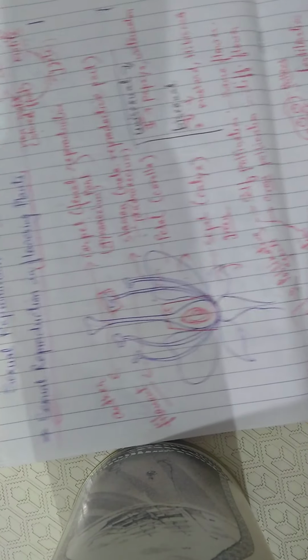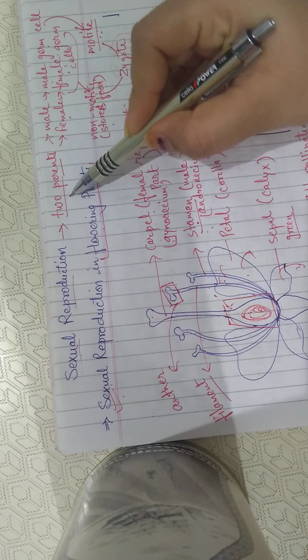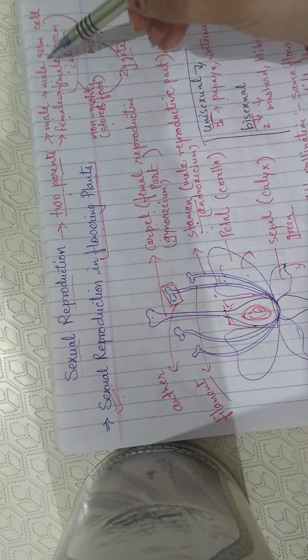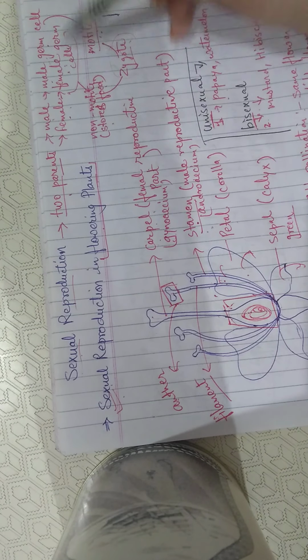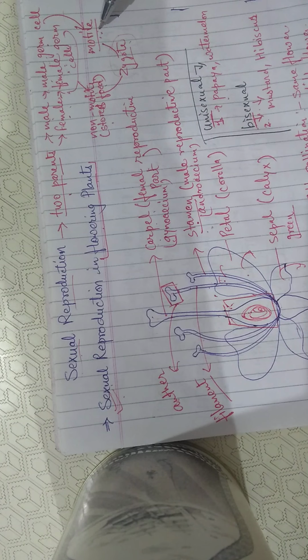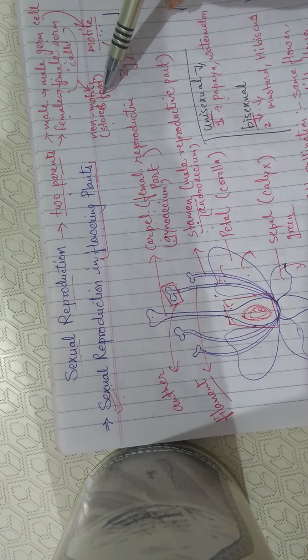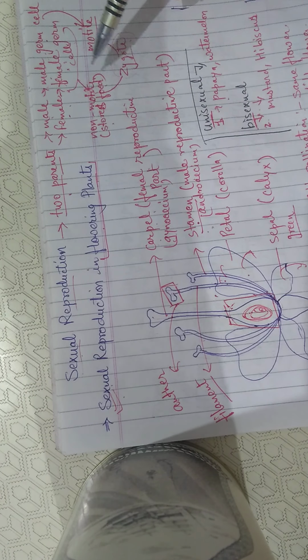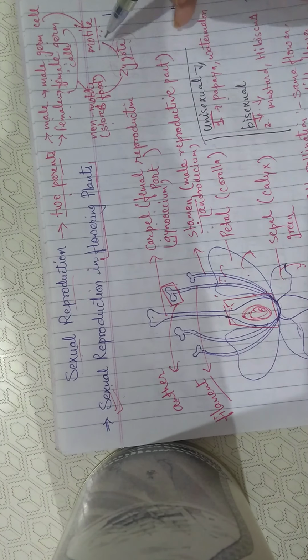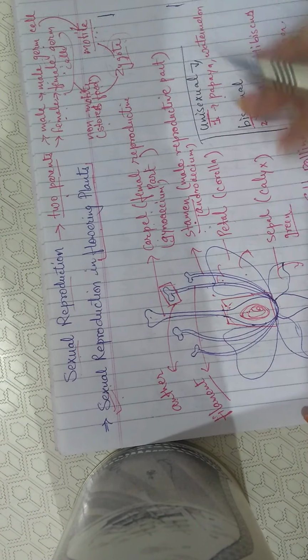Let's have a small revision. Sexual reproduction, where two parents are involved. The male parent gives the male germ cell, the female parent gives the female germ cell. The male germ cell is motile, means it can move. The female germ cell is non-motile, it can't move. It stores the food for the nourishment of the cell. After fusion they form the zygote, which gives the new individual.